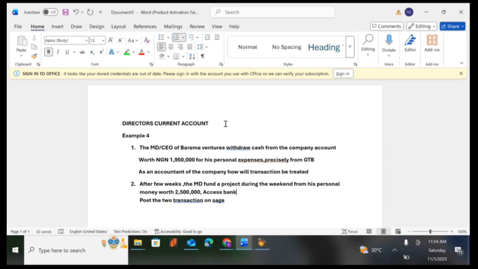And there is another way. Directors can also lend money to the company. If the director lends the company money, it will also be posted to this director's account. So it's a two-way thing. The company can lend the director money through this ledger, and the director can also lend the company money through this ledger. It's a medium through which the company connects with the director. So it can be a liability account, it can also be an asset account, but mostly it's opened as a liability account.